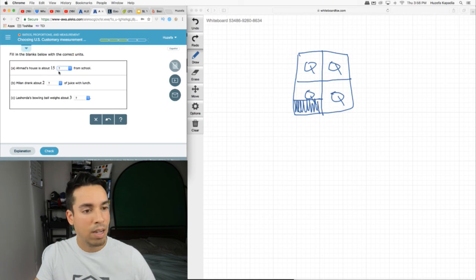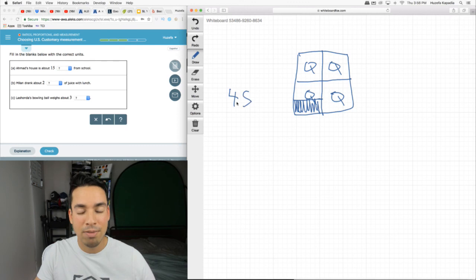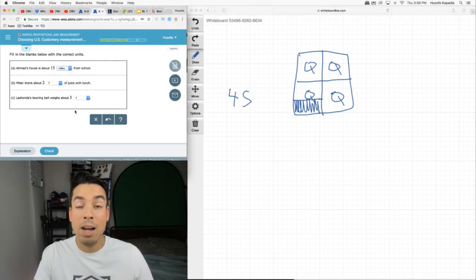Last but not least, Ahmed's house is 15 what from school? Inches. That doesn't make a lot of sense. Feet. I mean, feet and yards, that's super close, right? Like 15 feet, he literally lived right next door. 15 yards. Yards is just 3 feet, so 15 yards would be 45 feet. He could, but I'd say a more reasonable thing is 15 miles from school.